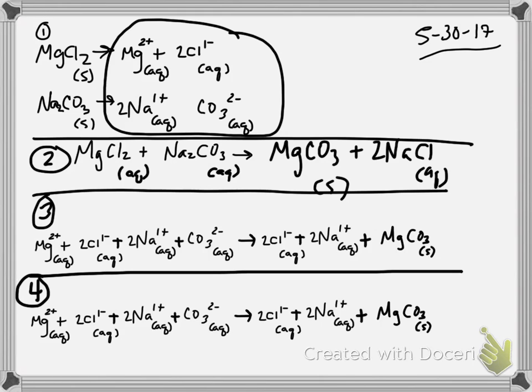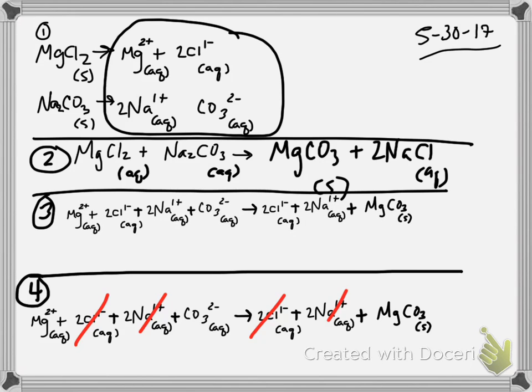So if I cross out my spectator ions, who am I crossing out? Well, chloride and sodium aren't doing a darn thing. They're in the same form they were. They haven't changed forms. They haven't joined up with anybody. So that makes them spectators.